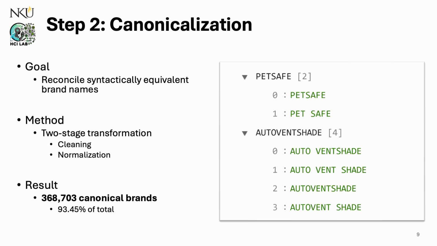First is rule-based cleaning and the second is normalization. During cleaning, we remove unnecessary elements like punctuation, legal suffixes such as LLC or Inc., and non-alphanumeric symbols that often appear in scraped data. After cleaning, normalization ensures a consistent format, for instance, converting Apple Inc. or uppercase Apple to simply Apple.